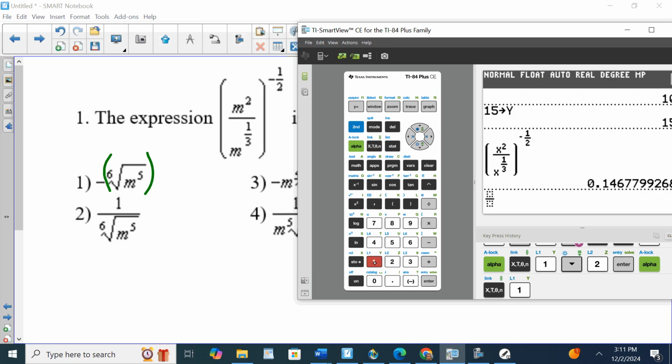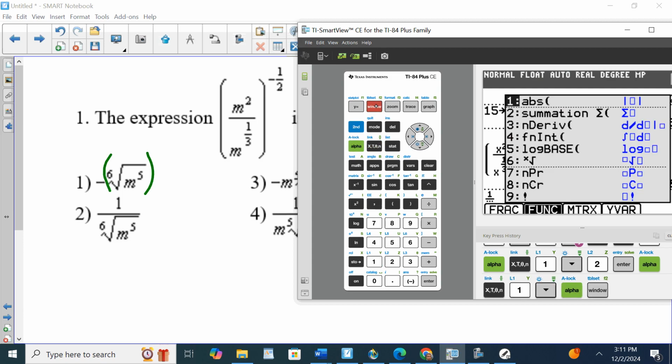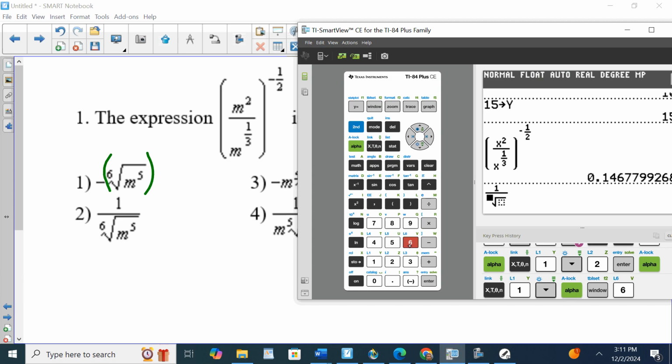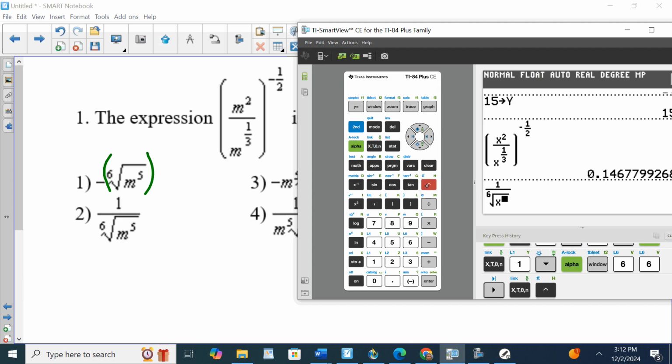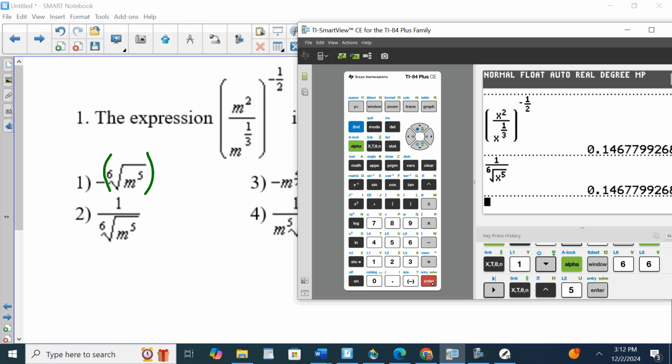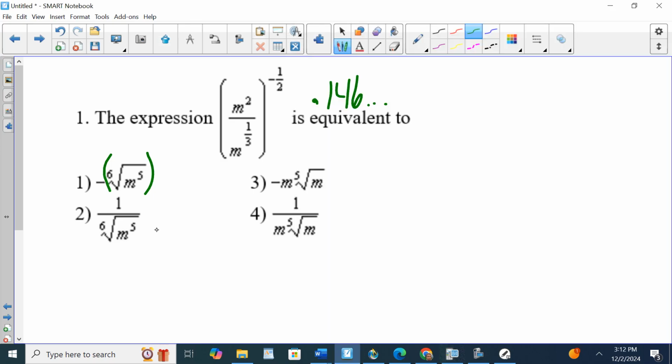Alpha x 1 over. Just type in the 6th root. Alpha window, option 6. I can type in whatever root I want. 6th root of x to the power of 5. I get the same 0.146... That's my answer. Nothing new. We've been doing that strategy for a while.